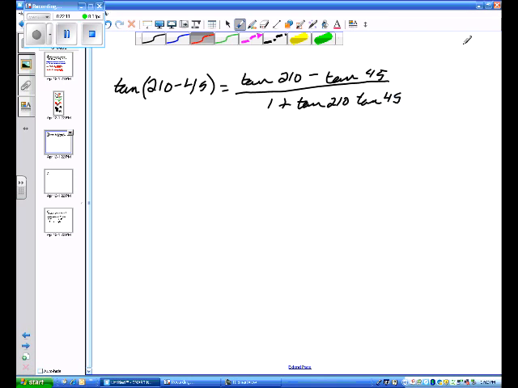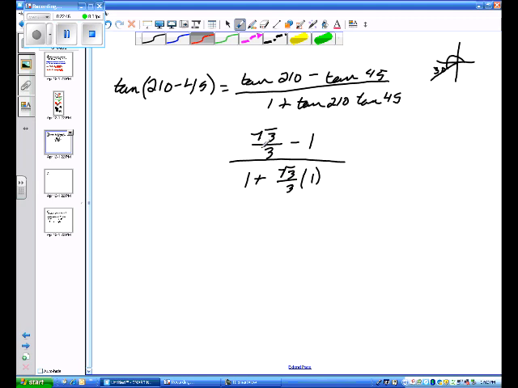Now for 210, our reference angle is 30, and we're in the third quadrant. So the tangent of 30 is square root of 3 over 3. We're in the third quadrant, so it's positive, minus tangent of 45 is 1 over 1 plus the square root of 3 over 3 times 1. So what we have is a complex fraction. We have a fraction over a fraction.